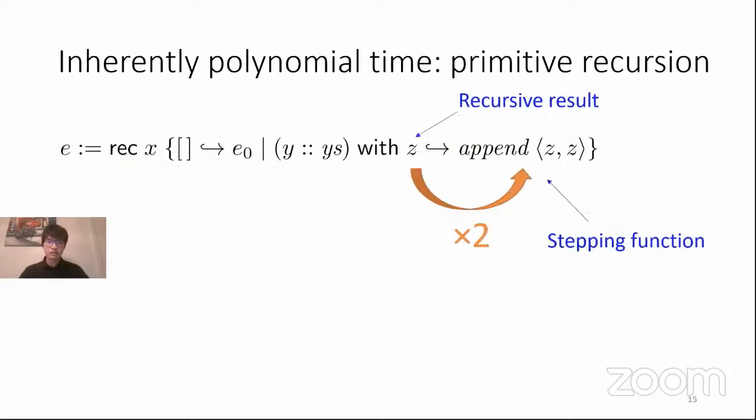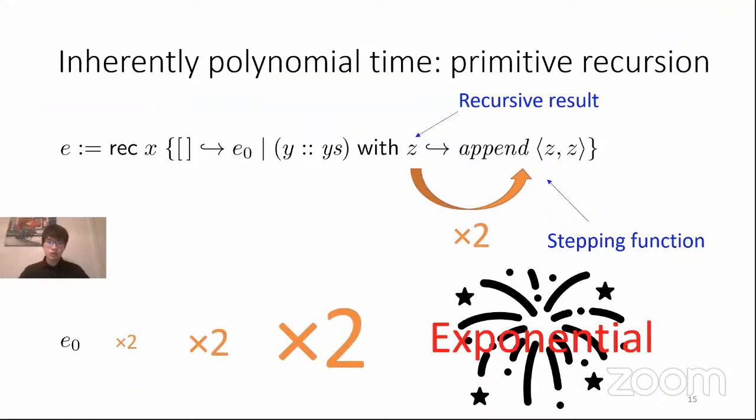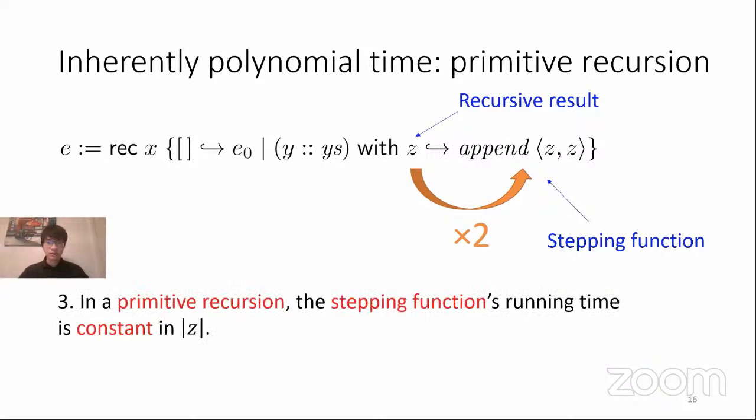The answer is no. To illustrate the problem, consider this example where the stepping function doubles Z. This means in each recursive step, we double the recursive result. Hence, in the worst case, the running time is exponential, which is beyond the capability of ARA. The root of the trouble is that the running time of the stepping function, which appends z to itself, runs in linear time in the size of z. Therefore, to preclude this example, we require that the stepping function's running time is constant in the size of z.